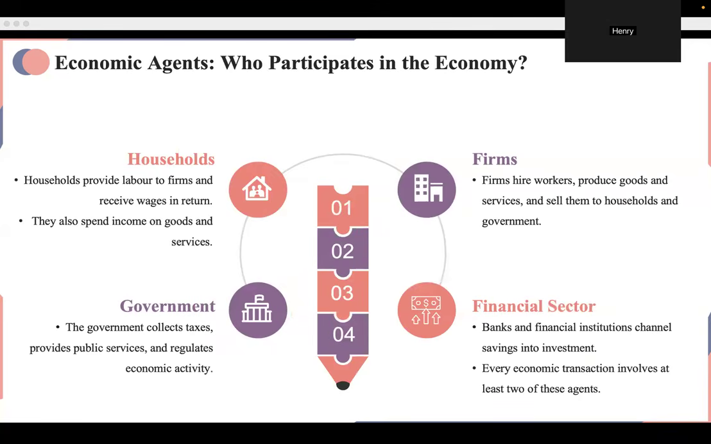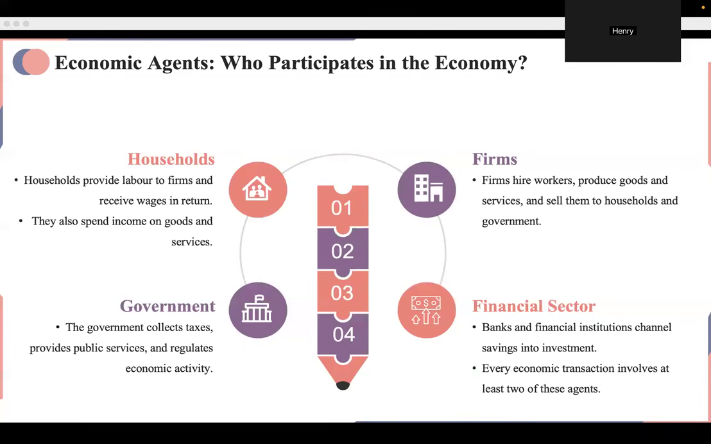Now, to understand the circular flow, we must first identify the key participants in the economy. There are four main economic agents. One, households. Households provide labor to firms. In return, they receive wages. Then, they use this income to consume goods and services. So households are both suppliers of labor and consumers of output.